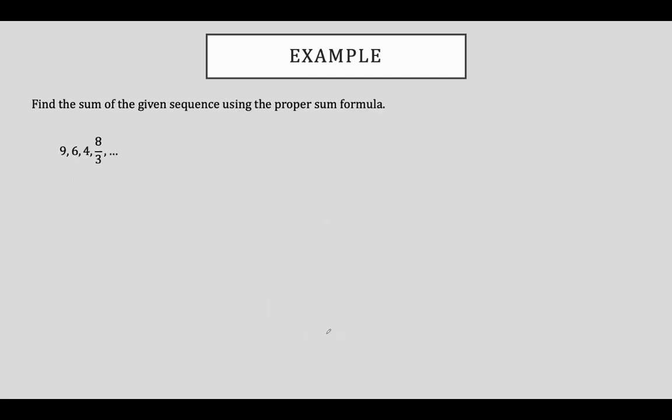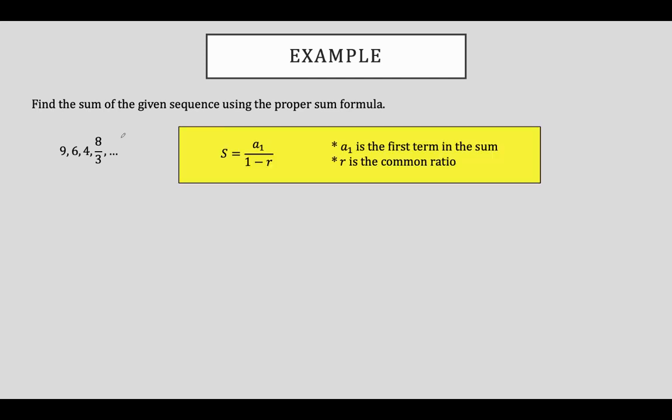Okay, one more here. Find the sum of the given sequence using the proper sum formula. We have 9, 6, 4, 8/3, dot, dot, dot. Now this dot, dot, dot here implies that we are dealing with an infinite sequence. Well, we only have sums of infinite geometric sequences, so we can guess that this sequence is indeed geometric. That means we want to use our sum formula for the sum of a geometric sequence.